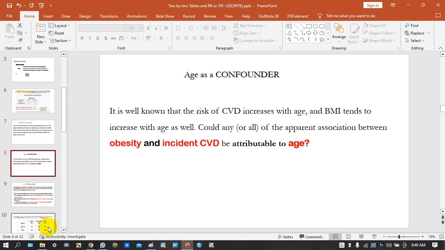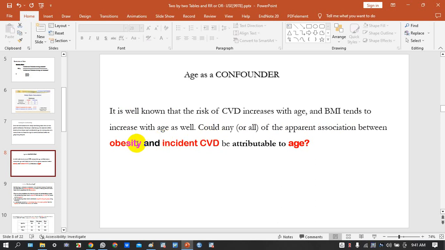So, age as a confounder. It is well known that the risk of cardiovascular diseases increases with age, and BMI also tends to increase with age as well. Could any or all of the apparent association between obesity and incidence of cardiovascular disease be attributed to age? So obesity is a risk factor or exposure to what? Cardiovascular disease.